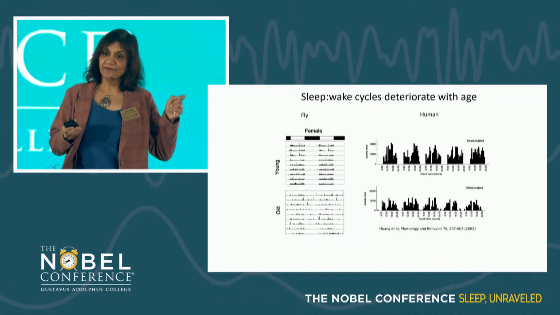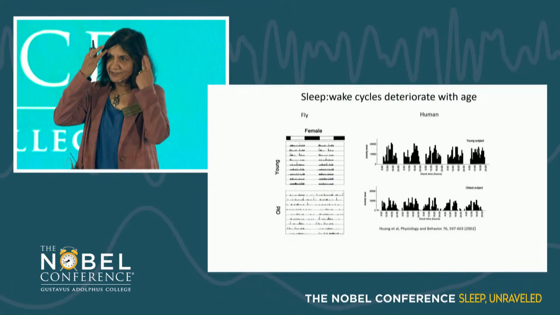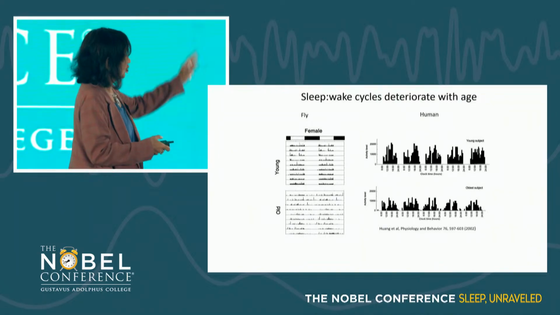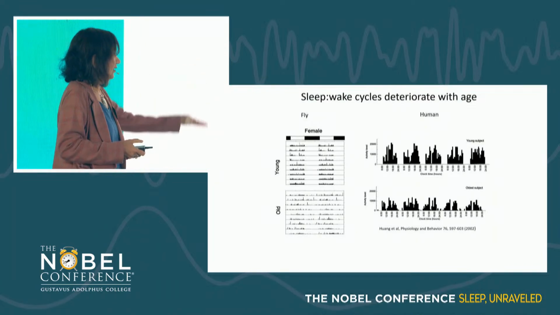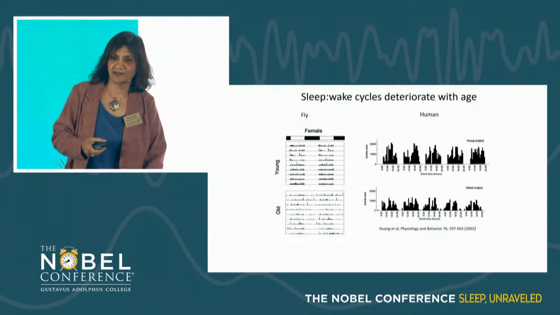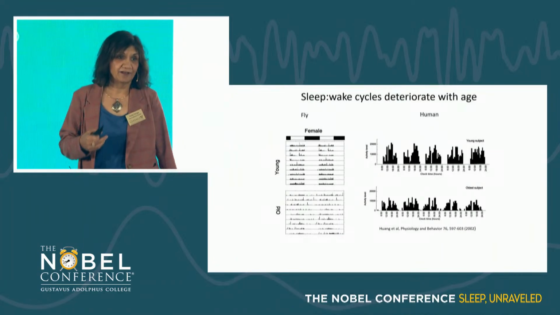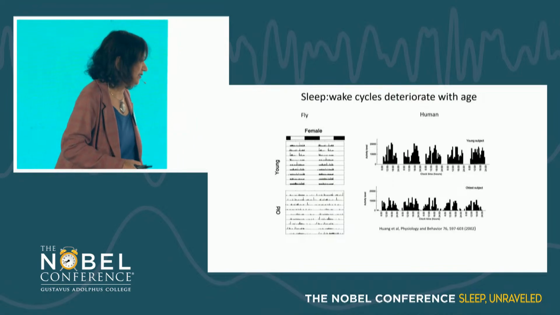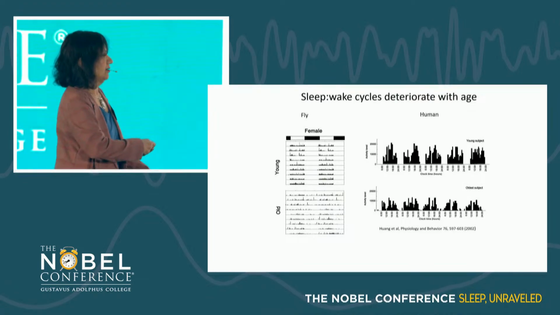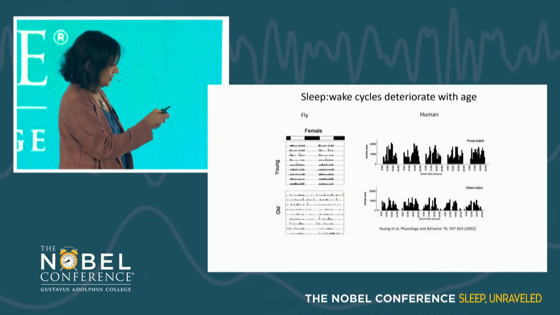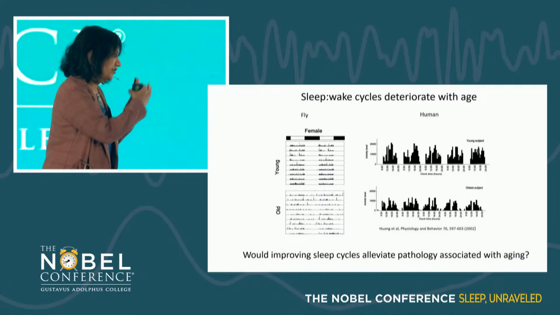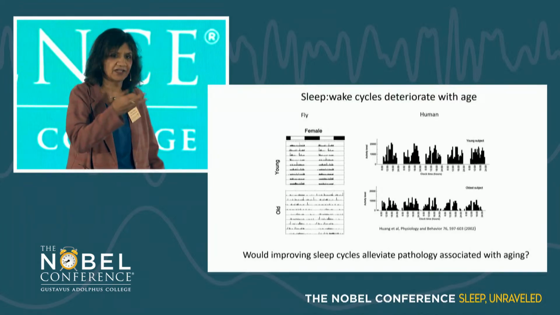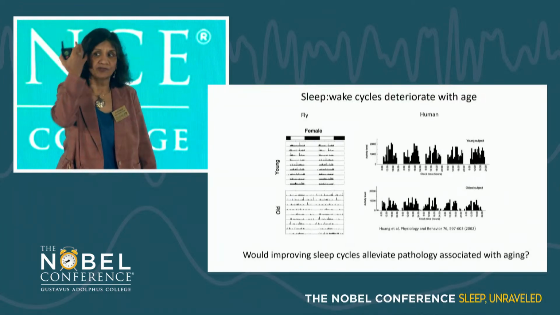So you see the same thing in flies. Now, because of their shorter lifespan, you can monitor the same fly when she's young and when she's old. And I don't need to tell you that the sleep gets fragmented very much like it does in humans, where you now have more nighttime awakenings and daytime sleep. And we're interested in why this happens and in whether improving sleep would alleviate pathology associated with aging.